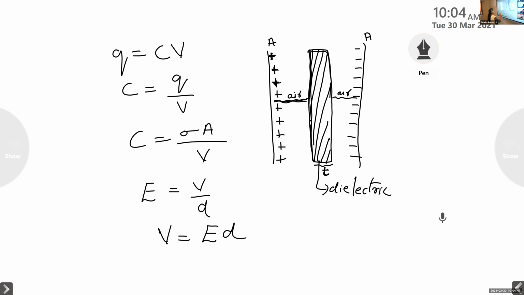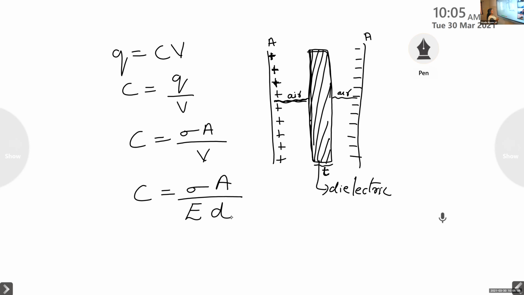Up to that conditions, here also it is same. V is equal to ED. So E is equal to V by D, or the potential is given by V is equal to ED. Then again the equation for capacitance becomes C is equal to sigma A divided by ED, where E is the electric field and D is the distance of separation between the medium and conductor. Okay. From here onwards, some differences are there.